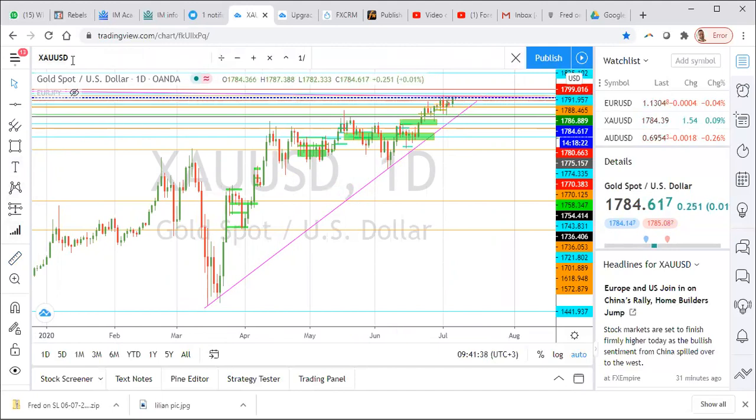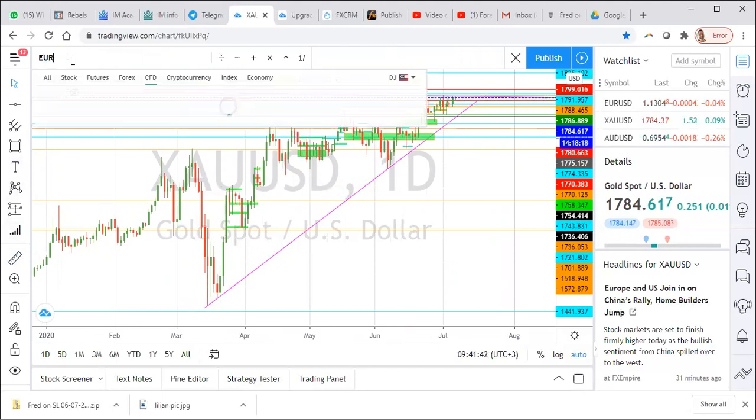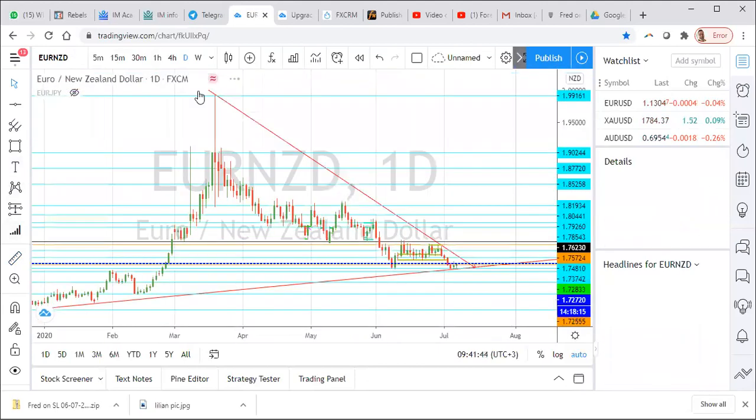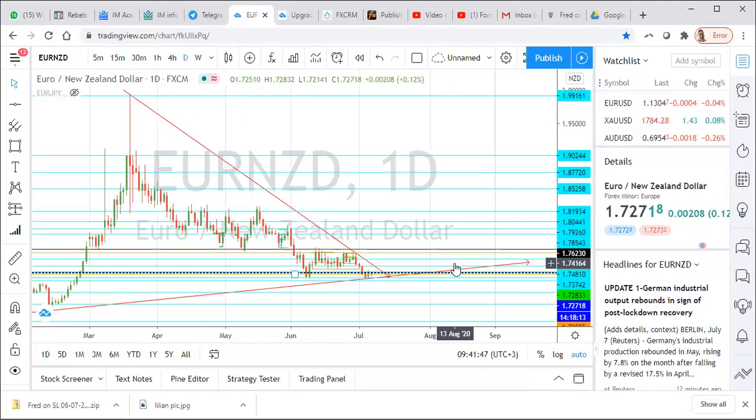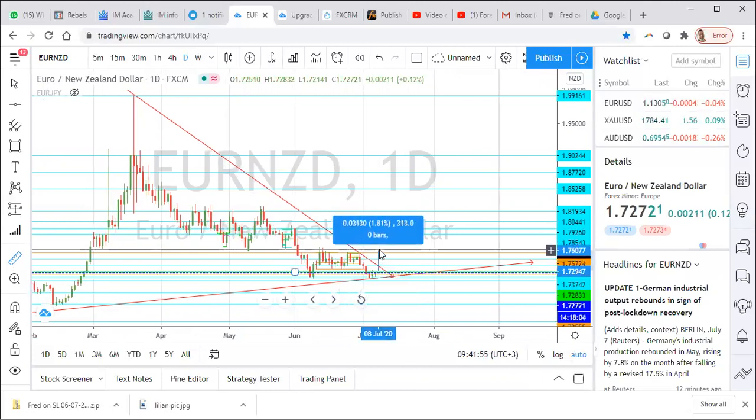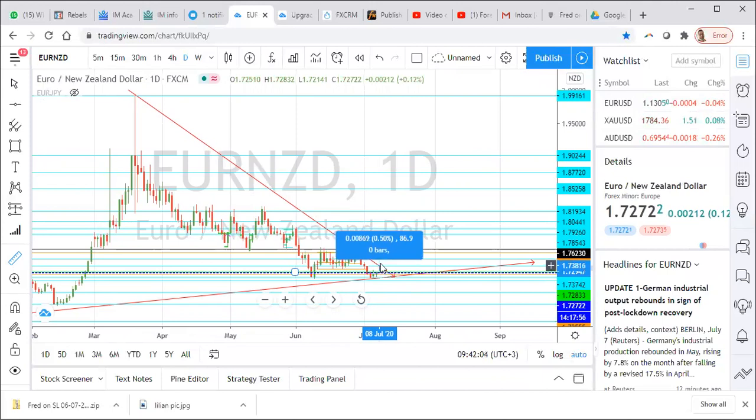Then we look at, so I've looked at AUD, JPY, gold. Let's look at Euro NZD. Now Euro NZD is on a bullish run, technically. Rejected on this previous low. I feel like we have a 330 pip move, but on the short term, I see us doing at least 150 pips. Bullish.